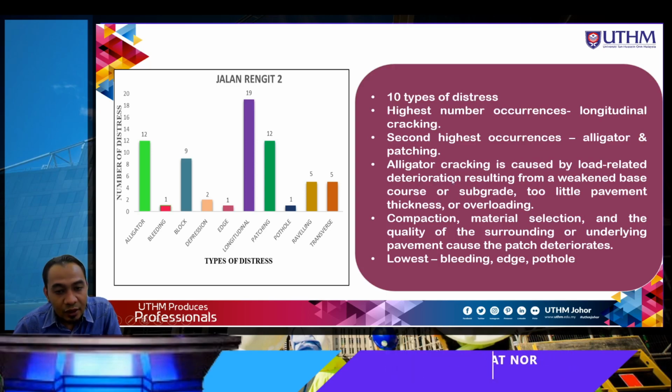This is the cause of the alligator cracks occurring. And then patching occurs because of poor compaction, poor material selection, and the quality of the surrounding or underlying pavement. And then the lowest are bleeding, edge, and pothole.